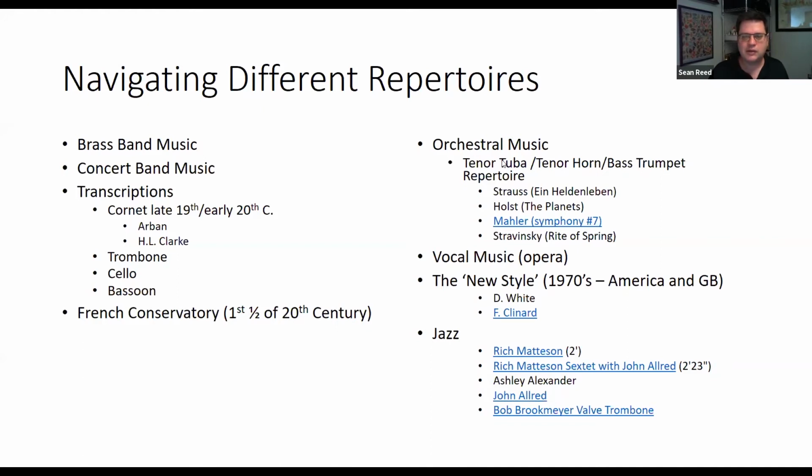But the tenor tuba or tenor horn, these are kind of confusing designations, but the bass trumpet, which is a big trumpet that people who play euphonium will often know how to play. Trombone players learn how to play these instruments.